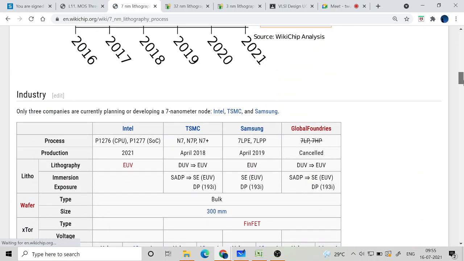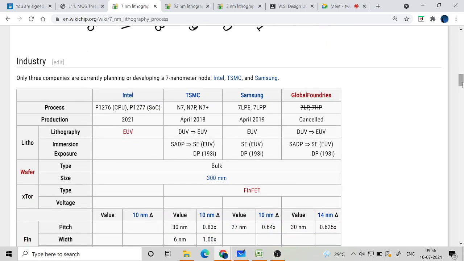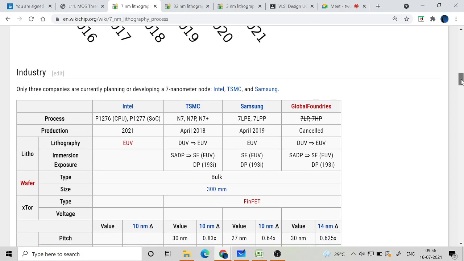Now who are the players for 7 nanometer? You can see that Intel, TSMC, Samsung. All others are not able to start manufacturing, so they still continue with say 10 nanometer or older technologies. Global Foundries also cancelled their plan to scale up to 7 nanometer. So finally it is only these 3 in the scene. And the lithography they use is extreme UV lithography. That's the more recent version of lithography.